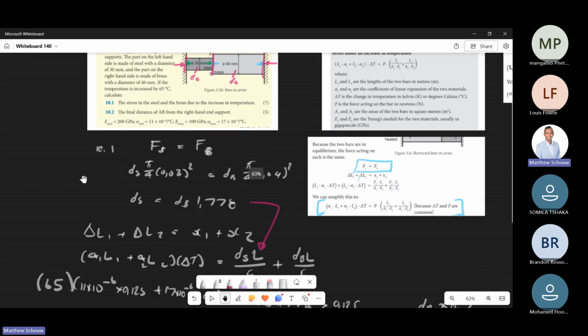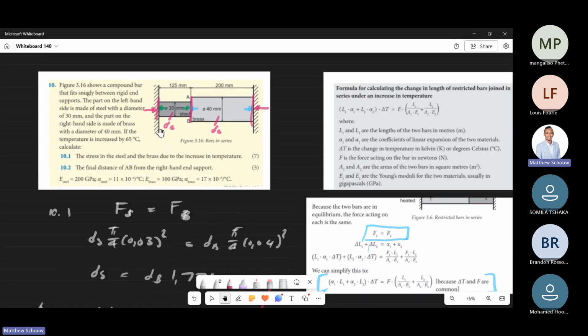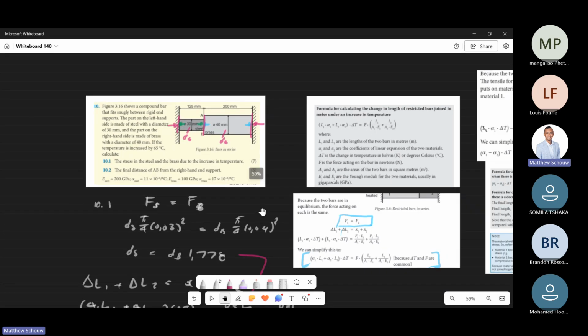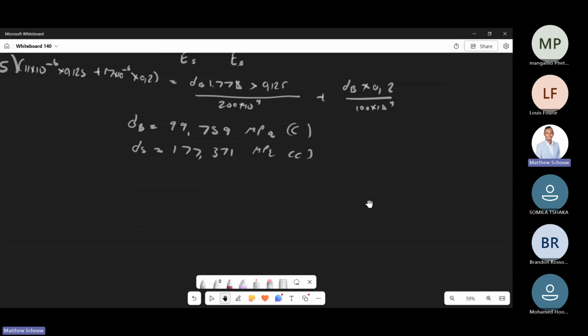So now let's do the next one. It says the final distance of AB from the right hand support, right? So we're looking at this particular support. What they try to see, students, is how much this actually extended by. It's a really vague thing, but this is the way we're going to do it. The book just calls it AB. I normally write length, or length AB, whatever.